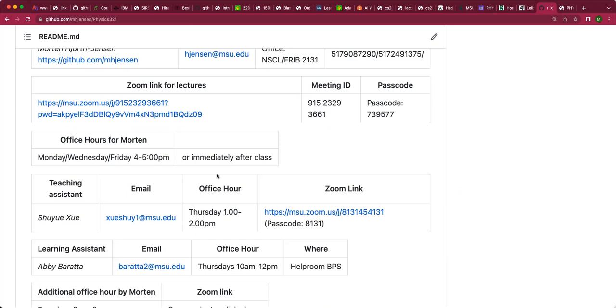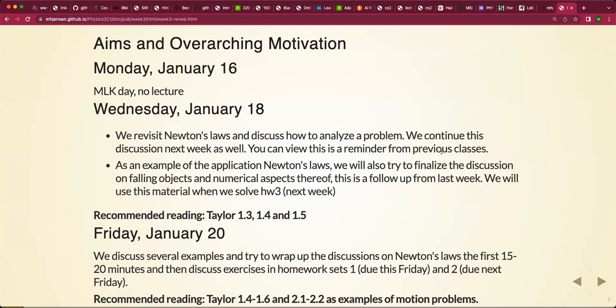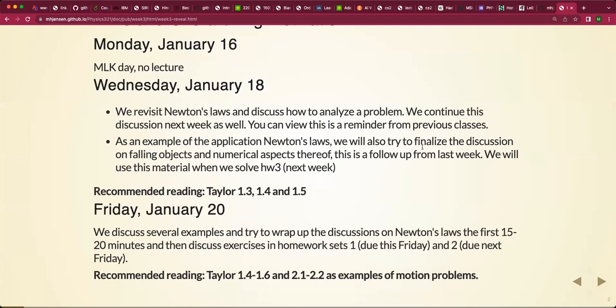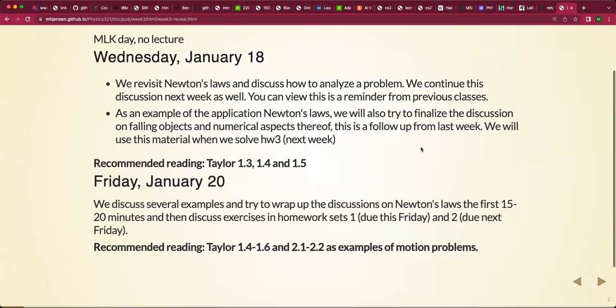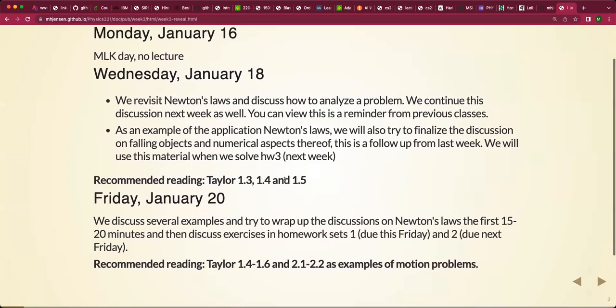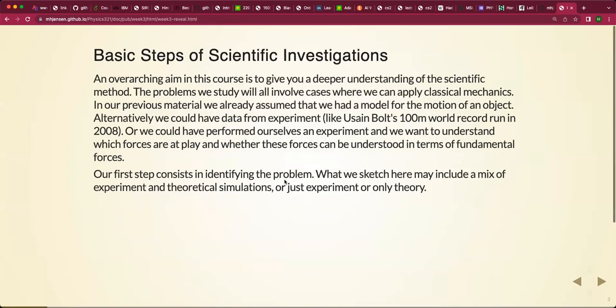Okay, so let me go back. I'm going to use the slides a little bit in the beginning, and then we are going to go back to the whiteboard and remind ourselves a little bit of what we did last week. One thing you will also find every week is this email with some reading recommendations. But what we are going to look at now is some of the basic steps of a scientific investigation.